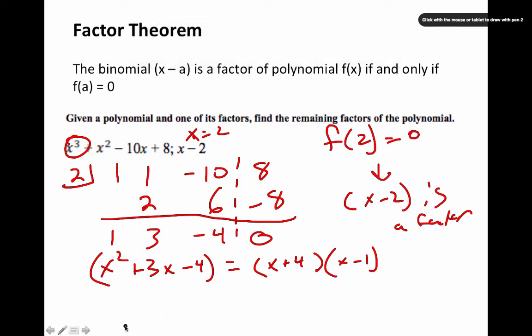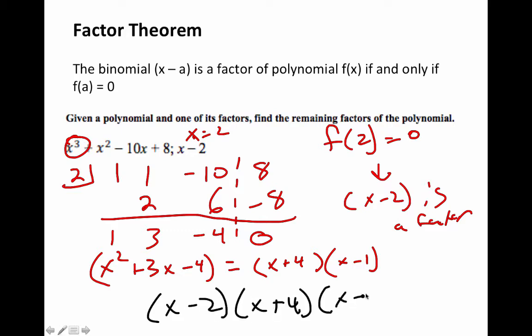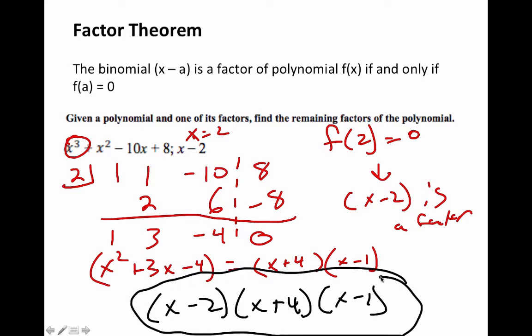So my answer is find the remaining factors. So really you've got 3 factors. You have x minus 2, x plus 4, and x minus 1. So just by knowing one of the factors, you can quickly turn it into a quadratic, which then makes it into a factorable quadratic, and boom, there you are. Good stuff.